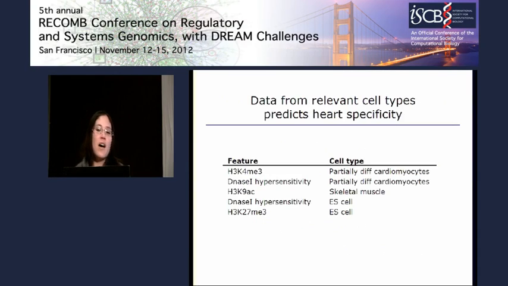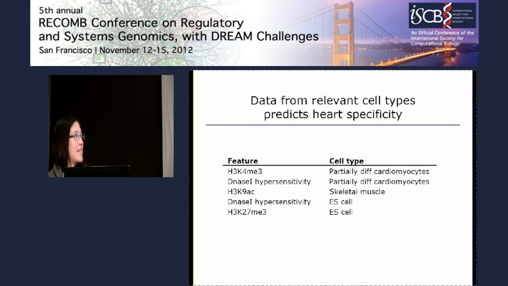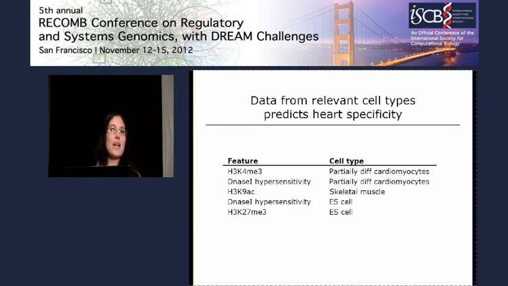And to ask the question of what data is informing these predictions of tissue specificity, we see that it's actually more important that the cell type that the data is coming from is relevant to our question. Here again, we're looking to ascribe heart specificity to our predicted enhancer, and we see that in partially differentiated cardiomyocytes, we get a lot of powerful data off of both open chromatin and this other mark, H3K4 trimethyl, which we don't necessarily associate with enhancers, but that's again supporting the idea that the cell type is more important than the mark. And we see that embryonic cell data is also very informative, and again, that's probably marking poised or about-to-be-ready enhancers.